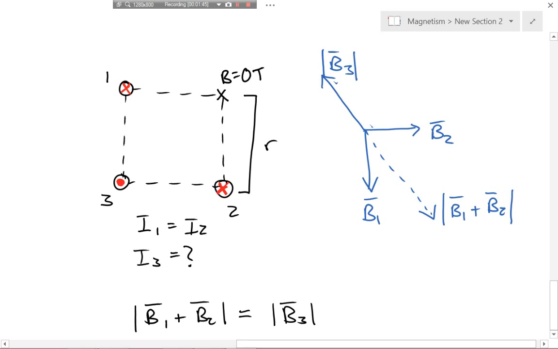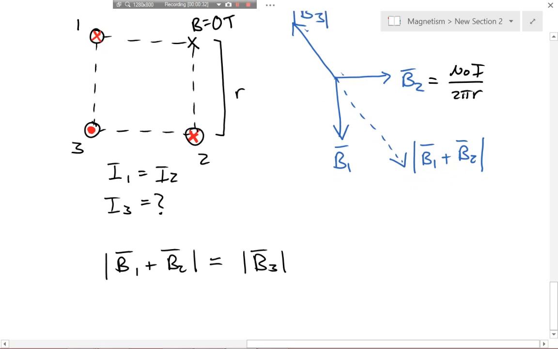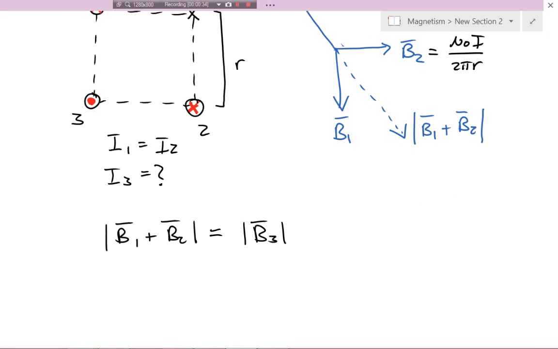Then the magnitude of either of these two magnetic fields is going to be equal to mu naught I divided by 2 pi r. And this magnitude is going to be the same for these two wires because they're both the same distance away from the empty corner and they both have the same current flowing through them. So how do we actually calculate the magnitude of the sum of the two magnetic fields if they both have a magnitude of mu naught I divided by 2 pi r? Well, let me go ahead and draw the actual vector diagram for the sum.